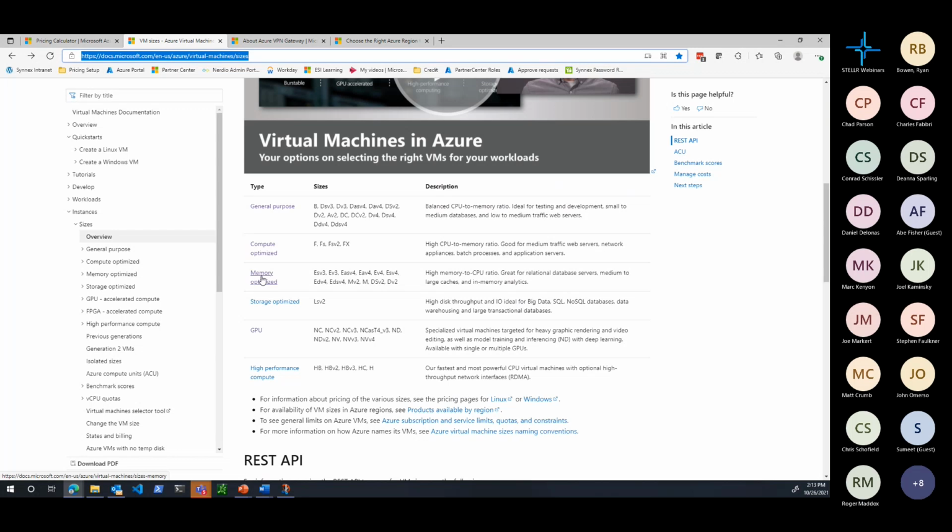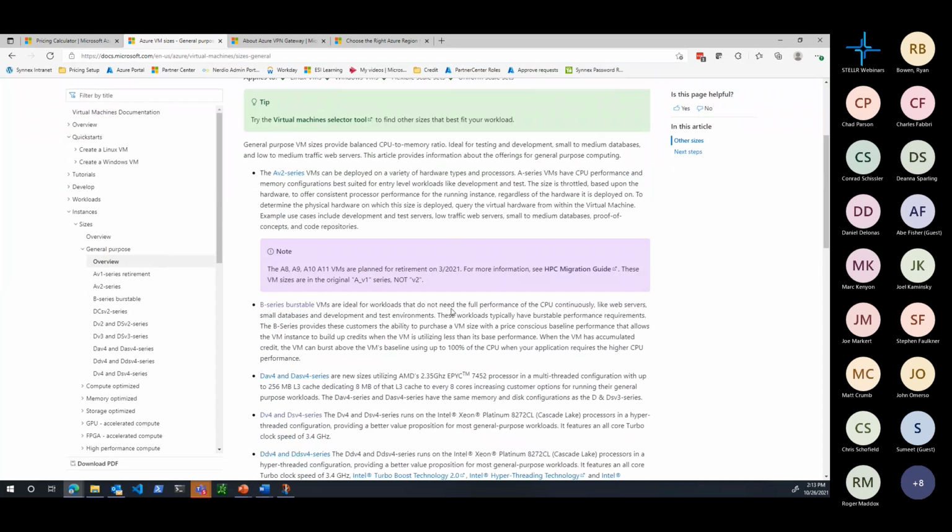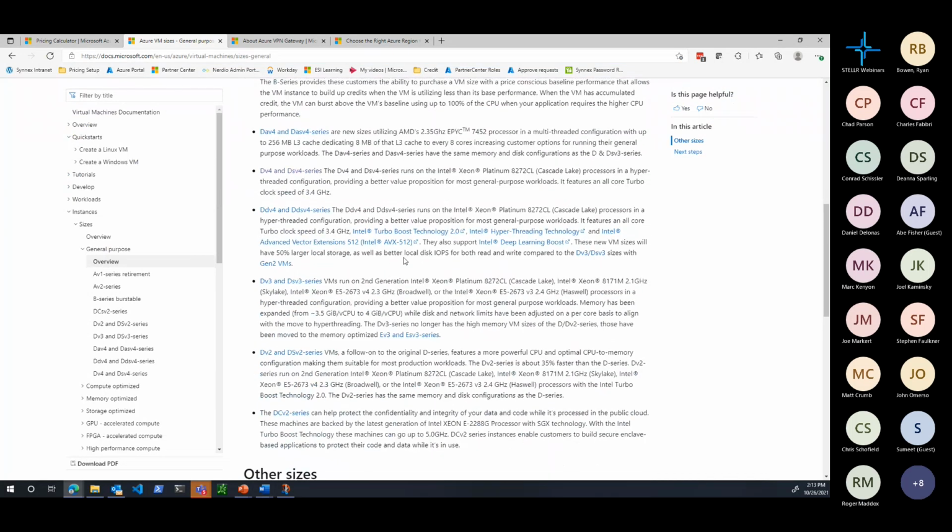Do I need memory optimized? Do I need GPUs? Do I need high performance? Usually we go into general purpose. And in the general purpose, this explains that the DDSv4 runs on an Intel 8272CL Cascade Lake processor. And it gives us all the features that are in those versions of those instance types.